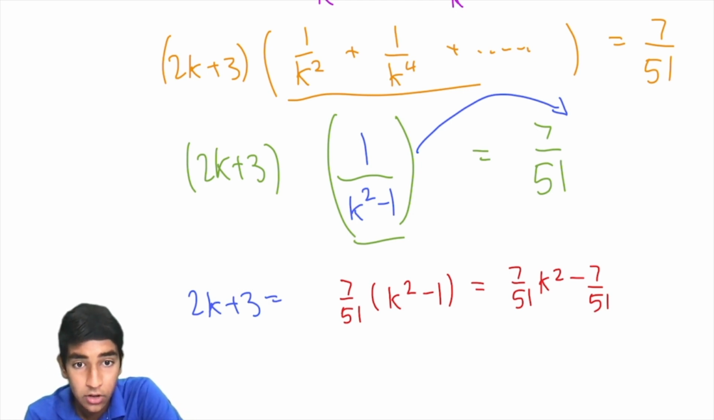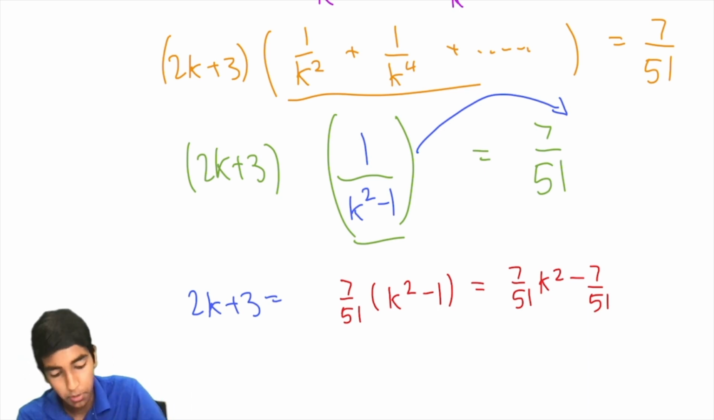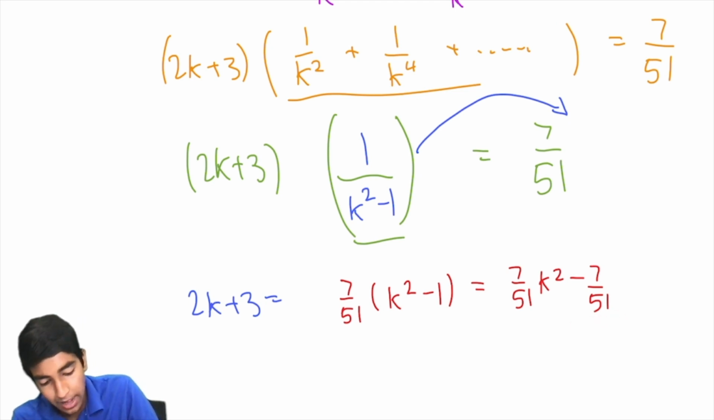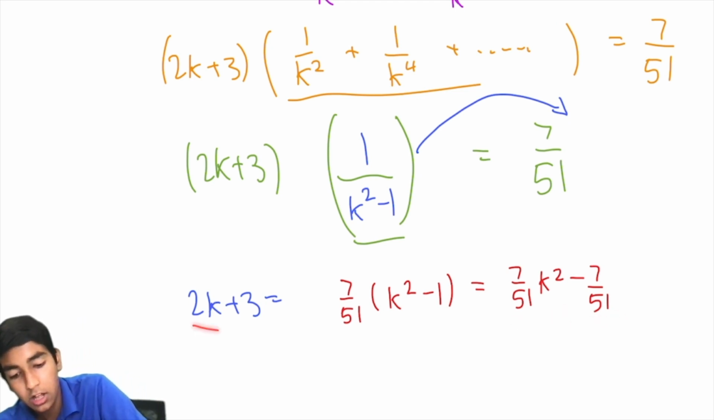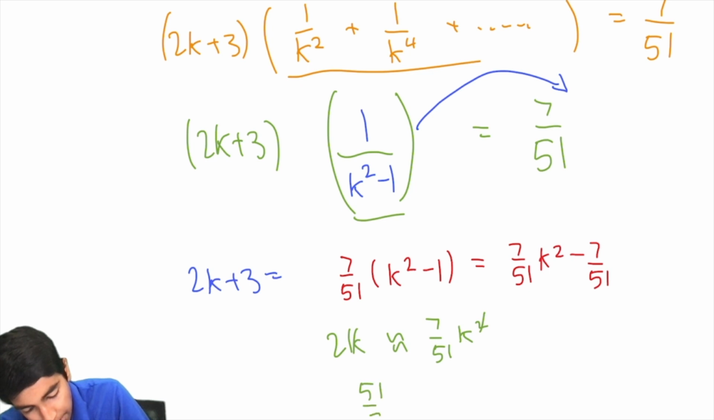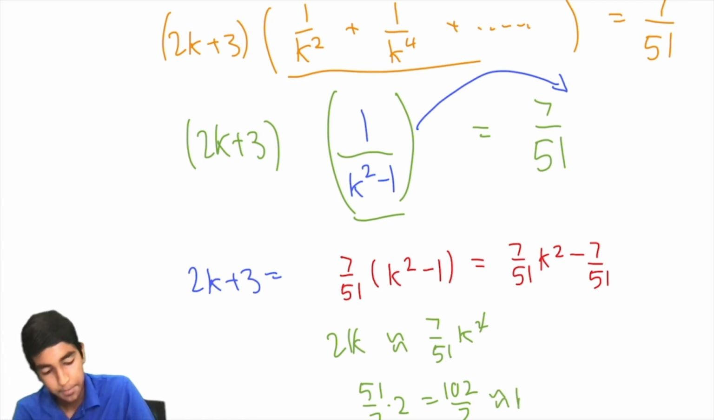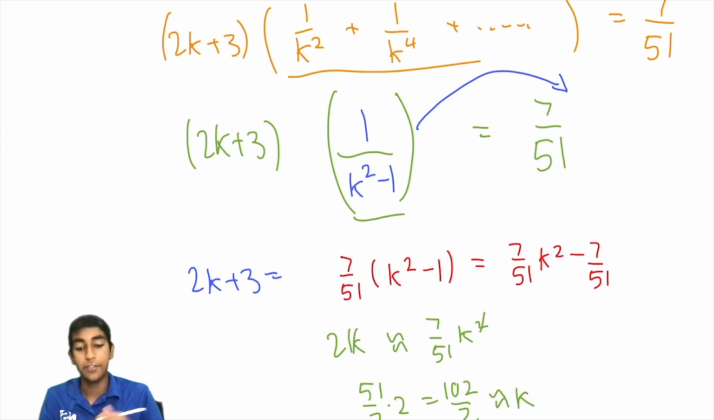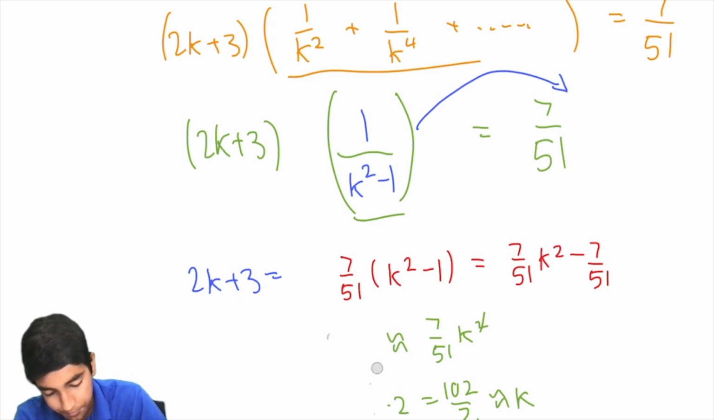The trick that you can use in this problem is to see that this term is almost negligible. So essentially this is approximately 2k. So approximately 2k is 7 over 51 k squared. So approximately we have that 51 over 7 times 2, which is 102 over 7, is approximately equal to k. And this is approximately 15. So now the key thing here is we know approximately what k is. It's about 15. So does 15 work first of all?